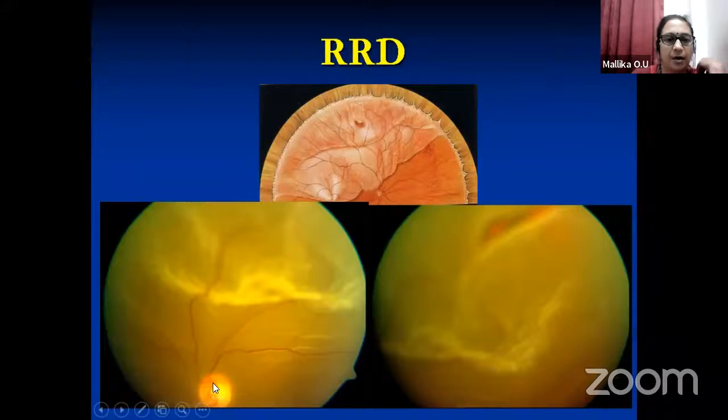You can see this is the optic disc. Up to this area, the retina is detached. You can see lines here. And this is the normal area of the retina.